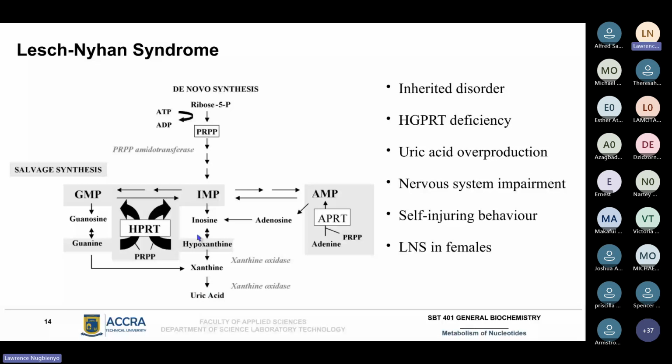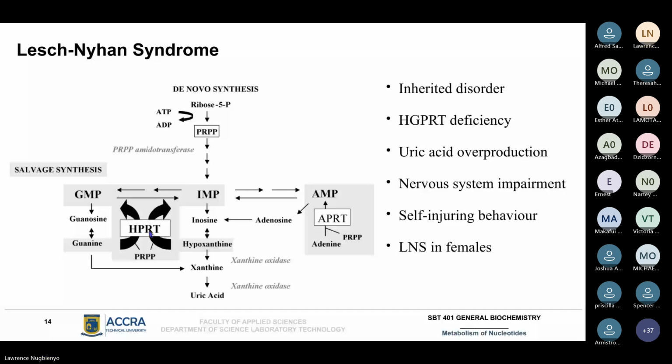Now there is this inherited disorder which is to do with the gene responsible for the synthesis of the proteins that become the enzyme hypoxanthine phosphoribosyl transferase. The HPRT on the diagram is the same thing which is referred to as the HGPRT.